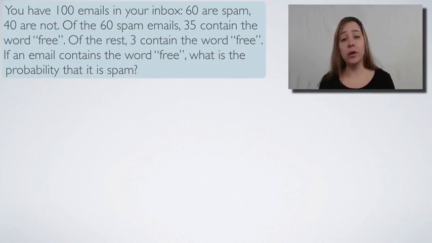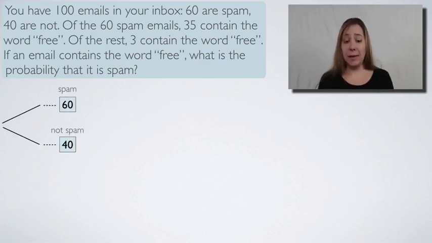So what we want to do first is to organize this information into a probability tree. We're going to start by dividing our population, our inbox in this case is our population, into 2, based on whether the email is spam or not spam. So we have 60 emails that are spam and 40 emails that are not spam.